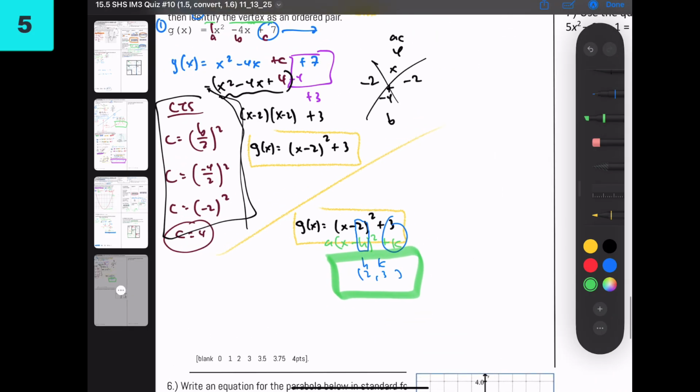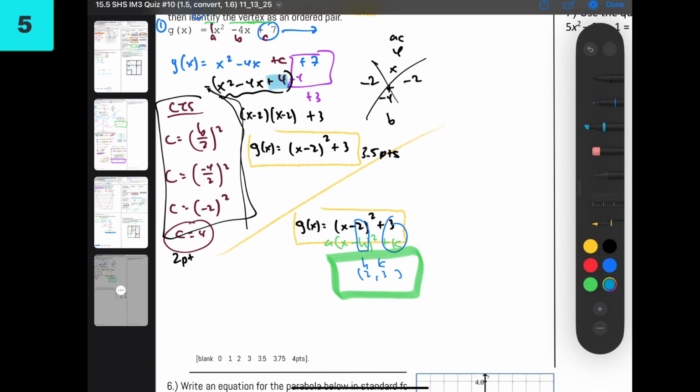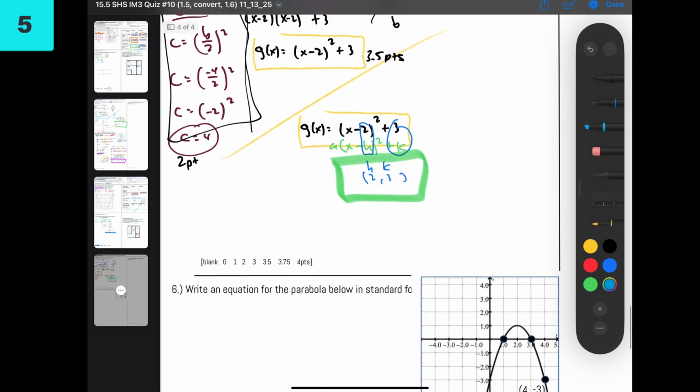Okay, if you left it up here, I think I gave you 3.5 points. If you could do CTS, the C value is 2 points. And then if you were able to get a +4 and -4, I gave you, I think, 3 points. Okay.